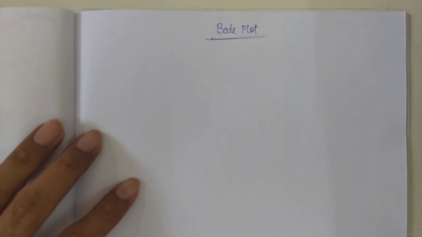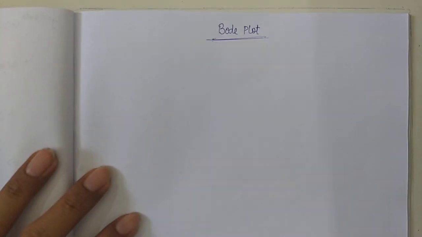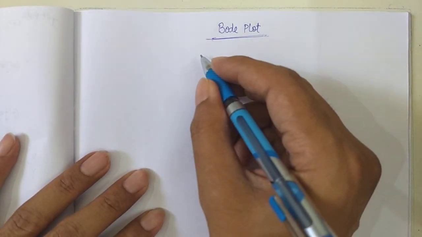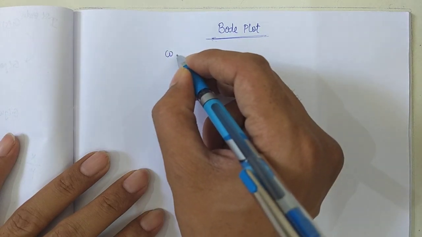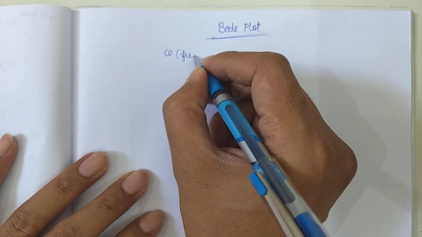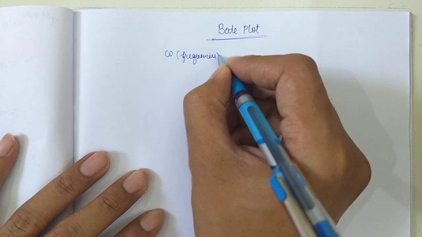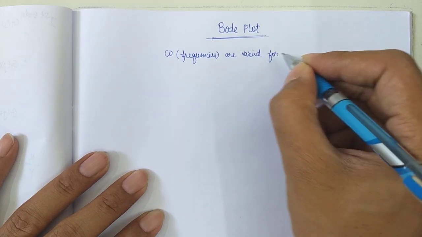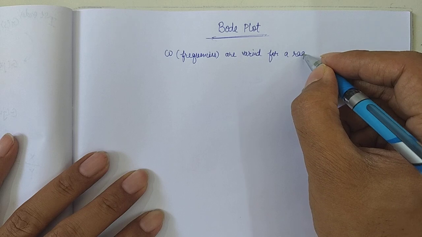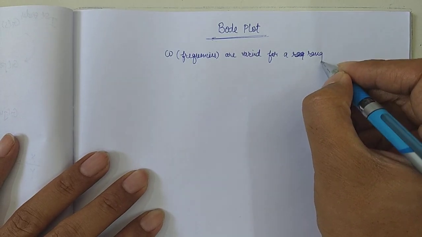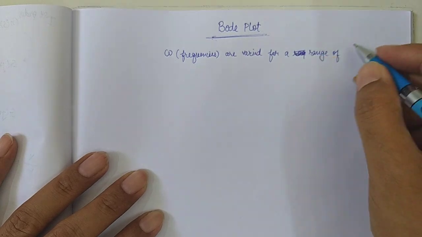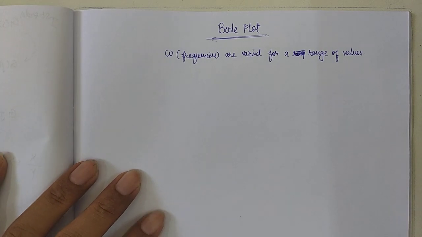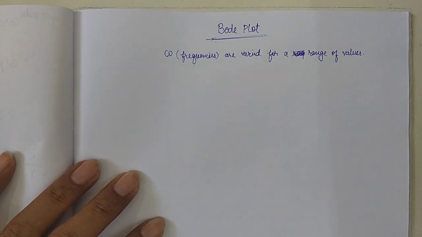But in the last class we have not talked about what happens if the frequencies are varied for a range of values. And this we are going to do with the help of the Bode plot.